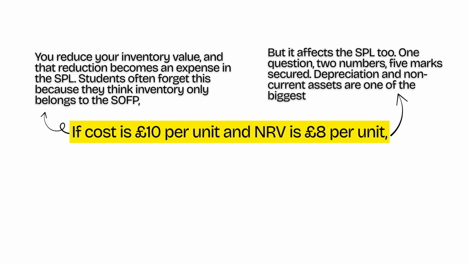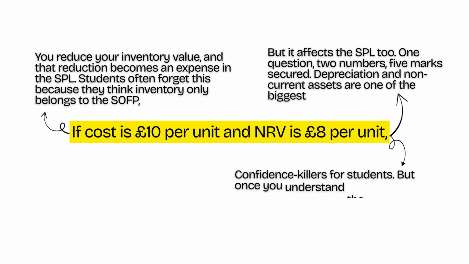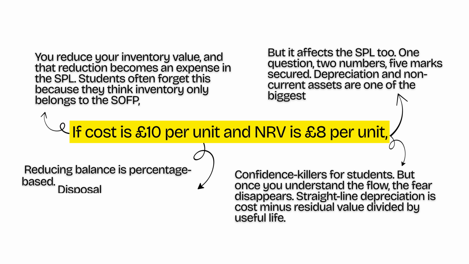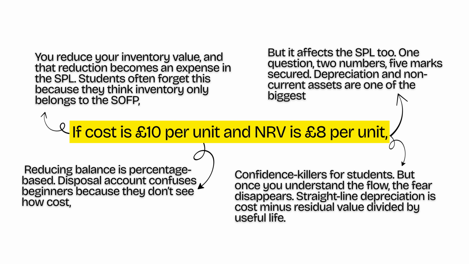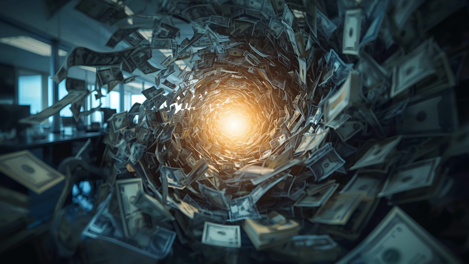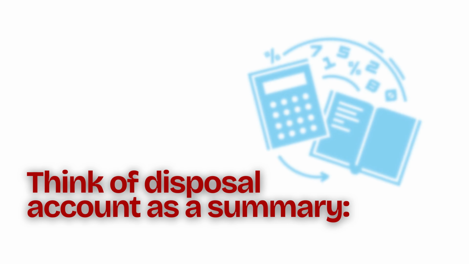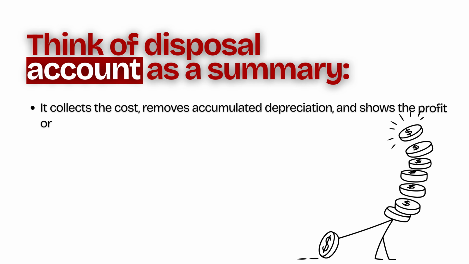Depreciation and non-current assets are one of the biggest confidence killers for students. But once you understand the flow, the fear disappears. Straight line depreciation is cost minus residual value divided by useful life. Reducing balance is percentage-based. Disposal account confuses beginners because they don't see how cost, accumulated depreciation, and sale proceeds merge. Think of disposal account as a summary. It collects the cost, removes accumulated depreciation, and shows the profit or loss depending on sale proceeds.